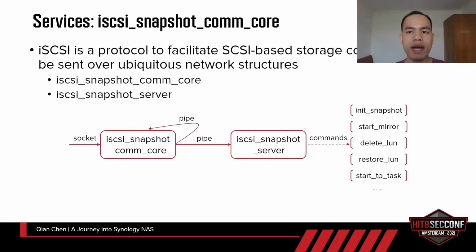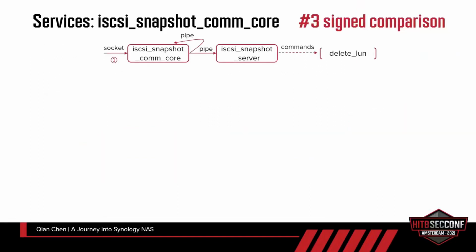First, the iscsi_core receives and passes data from the external socket, then sends the data to itself through a pipe. After passing the pipe data, it sends it to the iscsi_server through a pipe again. The iscsi_server passes the pipe data and executes corresponding commands, such as delete snapshot, start mirror, and so on. With a general understanding, let's look at it in detail.